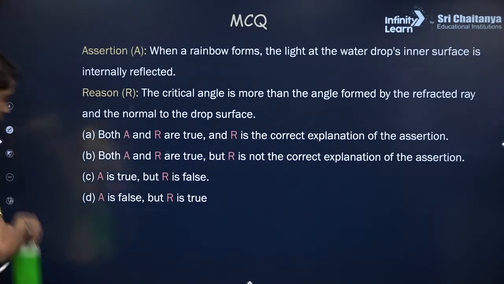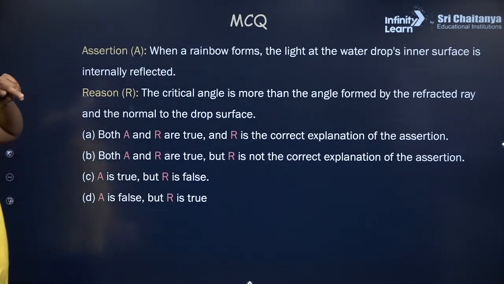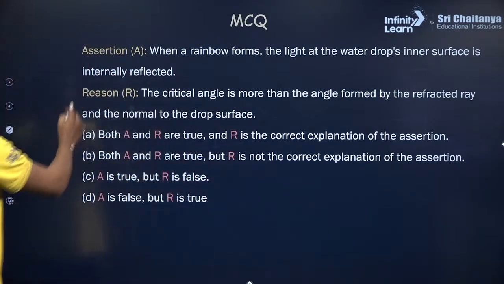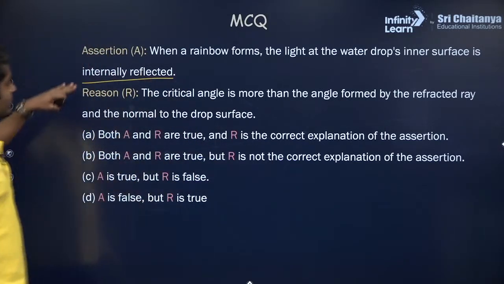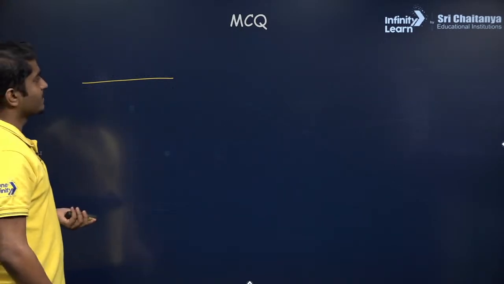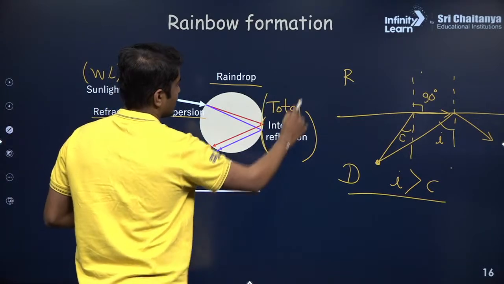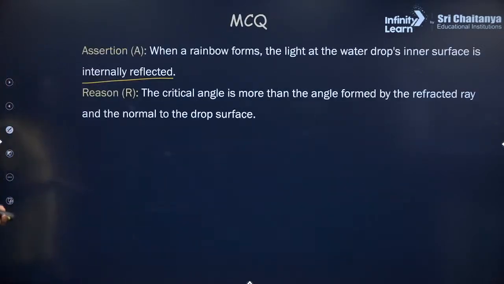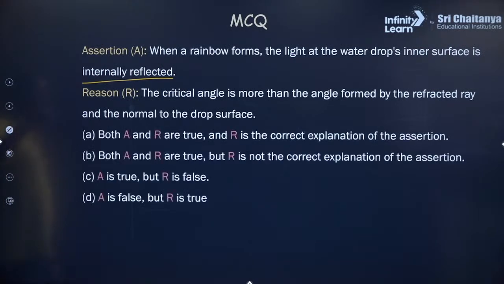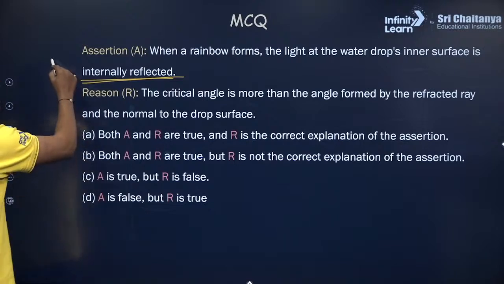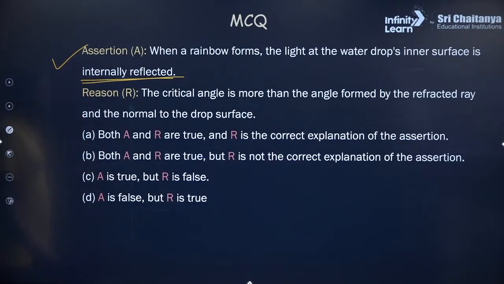Okay, let's solve this. The assertion is given as: when the rainbow forms, light at the water drop's inner surface is internally reflected. That is the assertion. Is this correct or wrong? At this surface, this is the inner surface. So is the assertion correct or wrong? Internally reflected, that is total internal reflection. This is correct. Assertion is true.